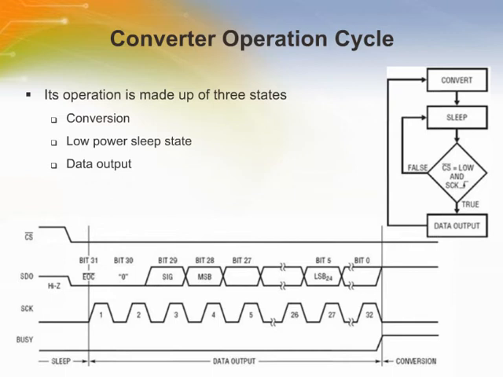The data output state is finished once 32 bits are read out of the analog to digital converter or when chip select is brought high. The device automatically initiates a new conversion and the cycle repeats.